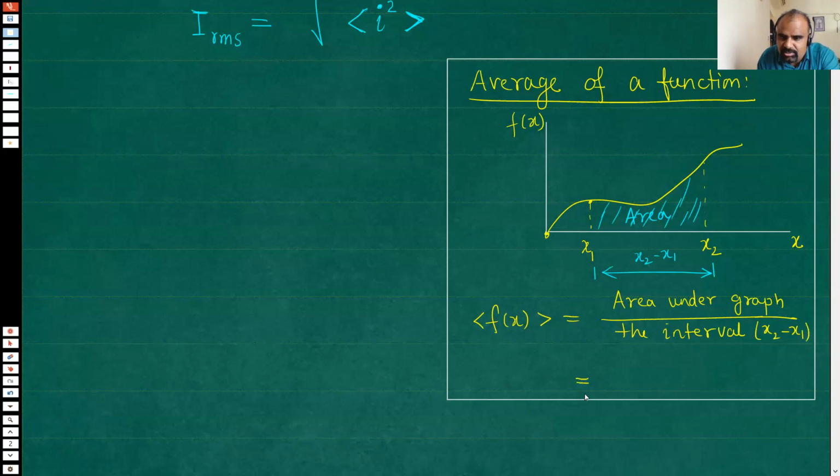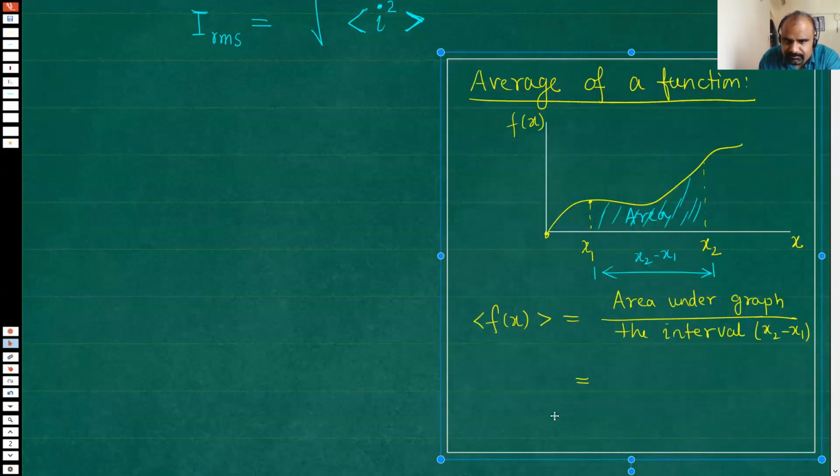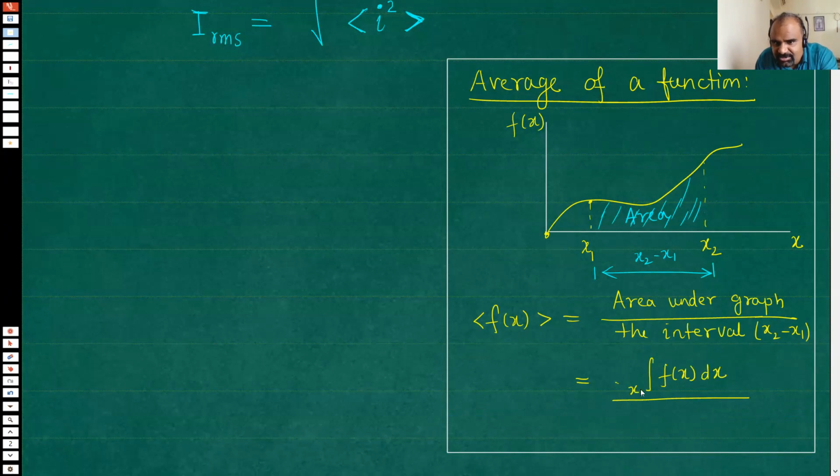So you can also write it like this: the area under the graph can be written as the integral of f of x dx from x1 to x2, and then divided by the interval x2 minus x1. This will give you the average value of the function. Any problem?